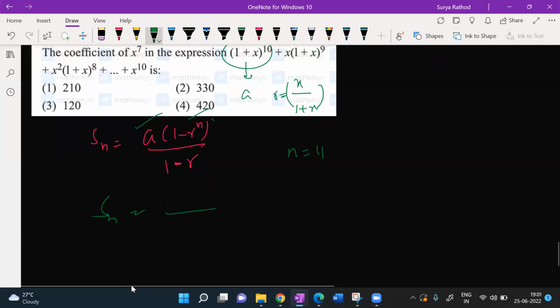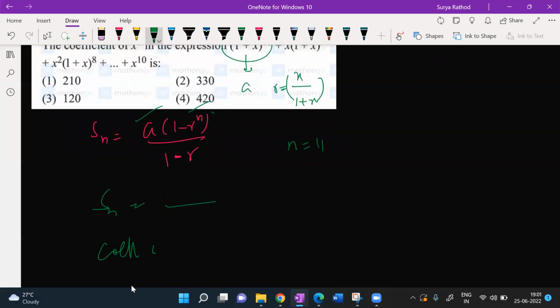Then the coefficient of x to the power of 7 is equal to dash. Find out that coefficient of x to the power of 7. You have to find out beta. Find it out and do come up with your answer.